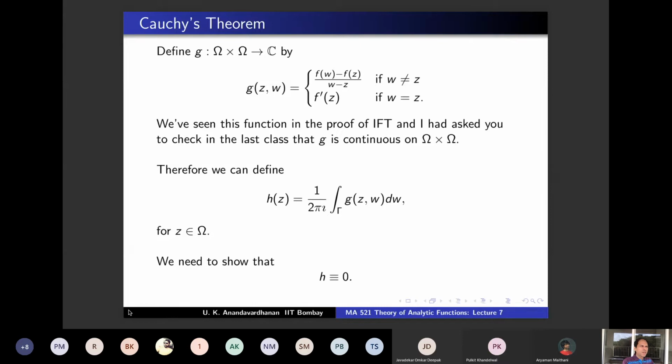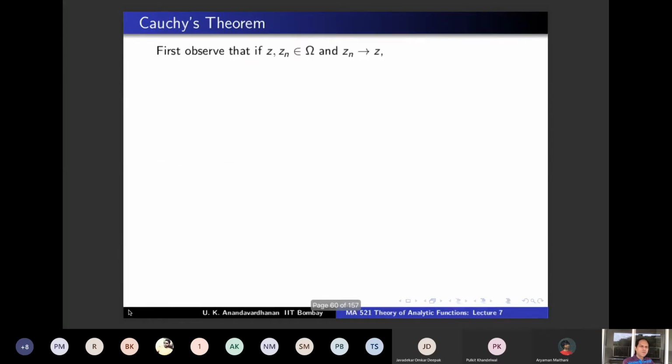So I need to show that H is holomorphic throughout omega. Then I need to extend it as an entire function on C. Then I need to show that it's bounded and therefore it's a constant. Evaluate the constant to be 0. Therefore, H is identically 0. This is the proof. So first observe that. So we are going to show that this function H is continuous. Okay. First point is it is continuous.